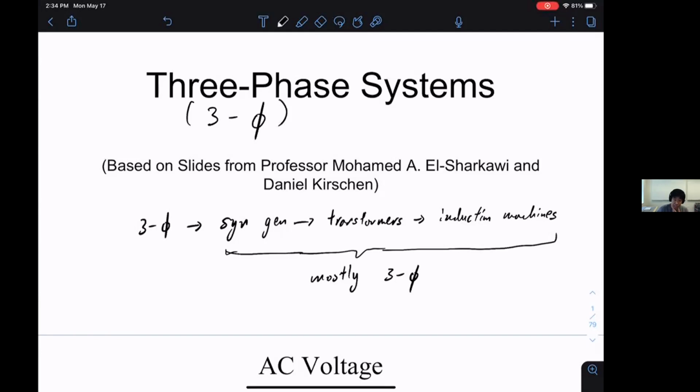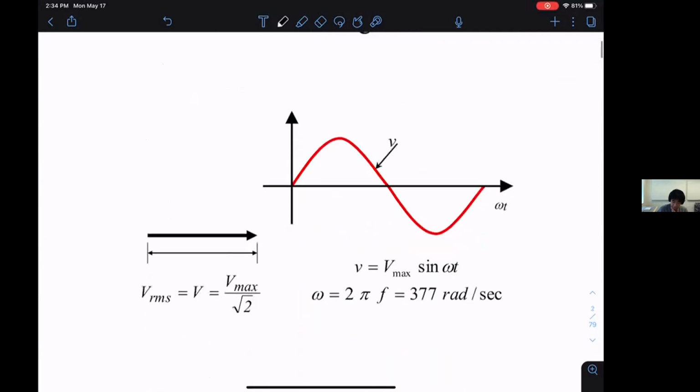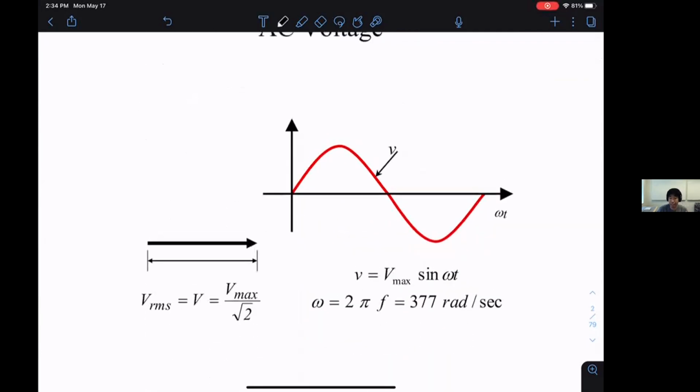So if you look at AC voltage, we've been looking at AC power for a lot of this class. This is just a reminder, it's a sinusoid with some frequency. In our case, this is 2 pi times 60 hertz, with some frequency and some amplitude. This is what we have for an AC sinusoid.